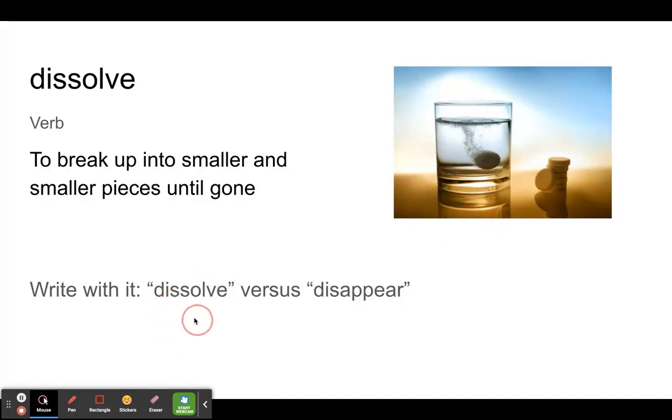When you're writing with it, there's a subtle difference between dissolve and disappear. Disappear, yes, the Alka-Seltzer tablet will eventually disappear because it will be gone. You won't be able to see it anymore. But disappear could happen all at once, it could happen fast. It doesn't describe that slow process of losing bit by bit until it's all gone, which dissolve does do.